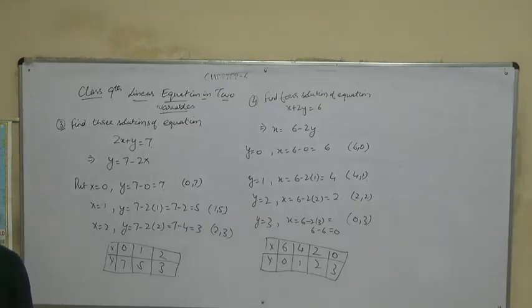Then next is, we are given that 1, 3 is the solution of the equation. If 1, 3 is the solution of the equation 3x plus 5 is equal to b, find the value of b.